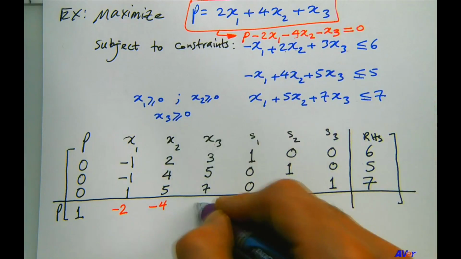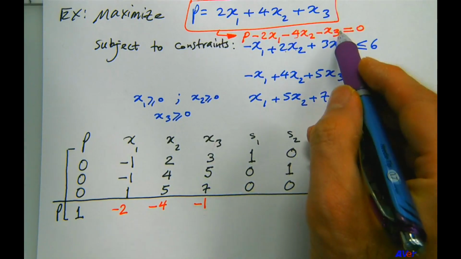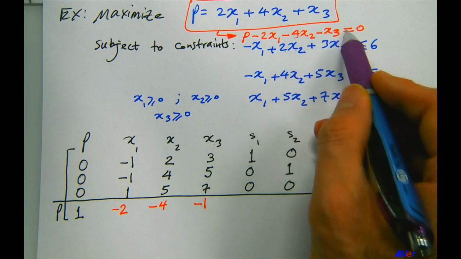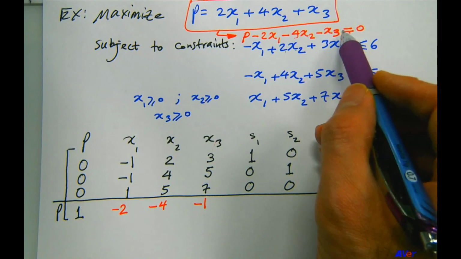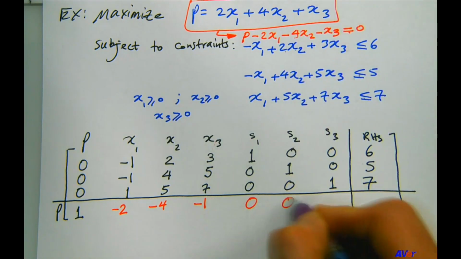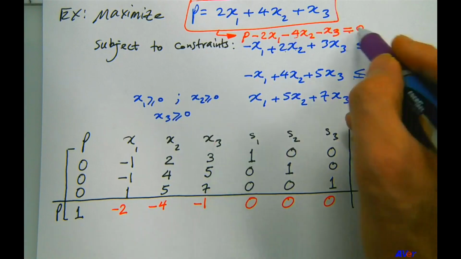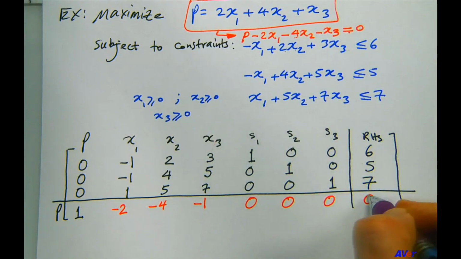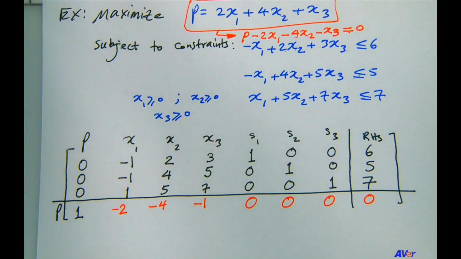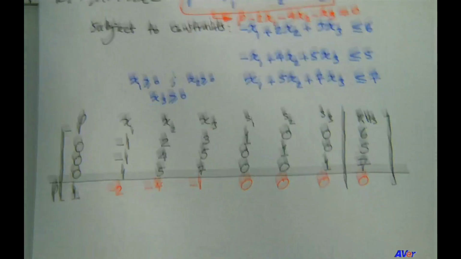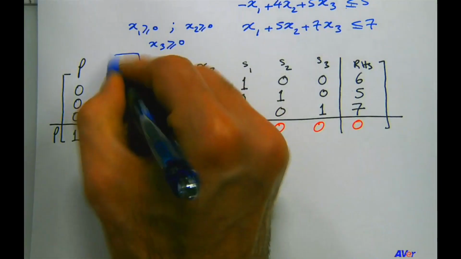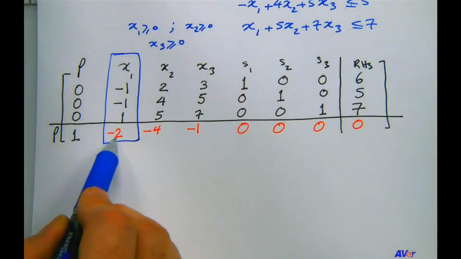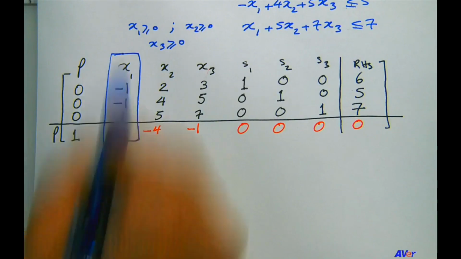There is no need for slack variables here because it's already an equation. It's not an inequality, so we don't need to use a slack variable. So for all the slack variables, we get 0, and of course that 0 ends up here in the right-hand side column. All right, so you already know that the pivot column is going to be this one. That's the first negative number from the left, and it defines the pivot column.